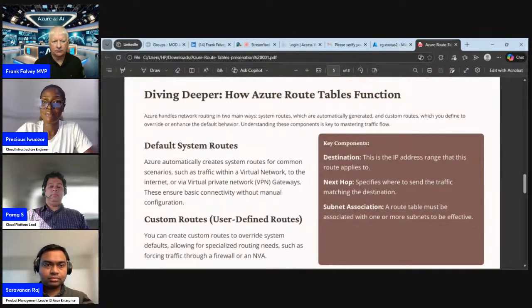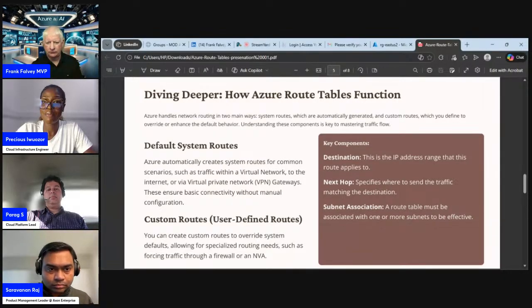Also, diving deeper into the concepts of route table, how does Azure route table function? Azure handles network routing in two main ways: system routes and UDR. System routes are automatically generated, and custom routes are ones you define to override or enhance the default behavior. Understanding these components is key to mastering traffic flow. Now, what are the components? You have the destination. The destination is the IP range that the route applies to. You also have the next hop, which specifies where to send the traffic matching the destination. Also, the subnet association.